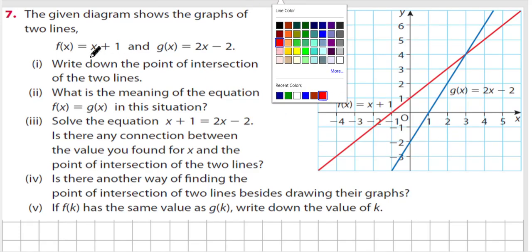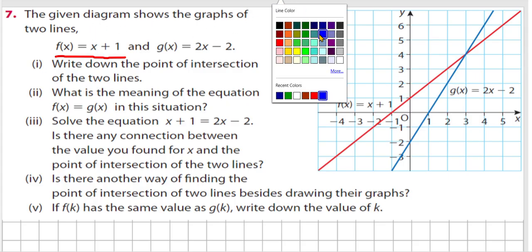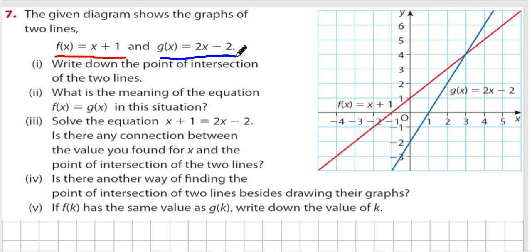The red line is f of x equals x plus 1. The blue line is g of x equals 2x minus 2. Happy enough with that? If I was to use mx plus c, what does that tell me? Slope of 2, intercept of? Exactly. Minus 2 is your intercept, and 1 across 2 up, 1 across 2 up, slope of 2.